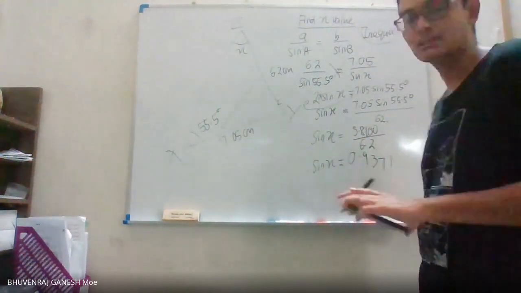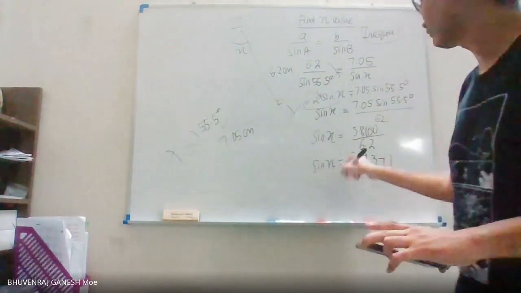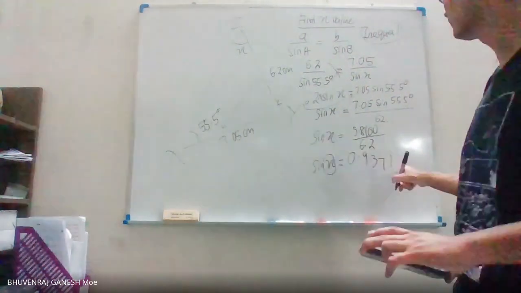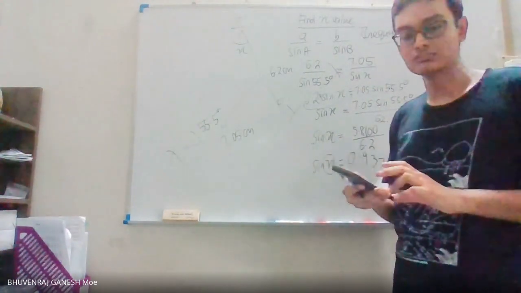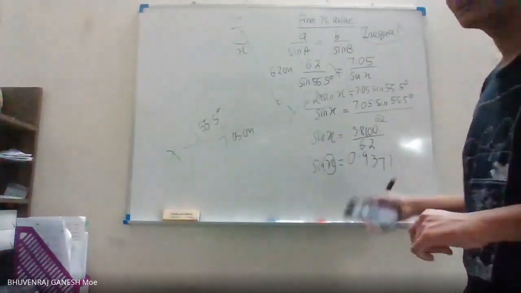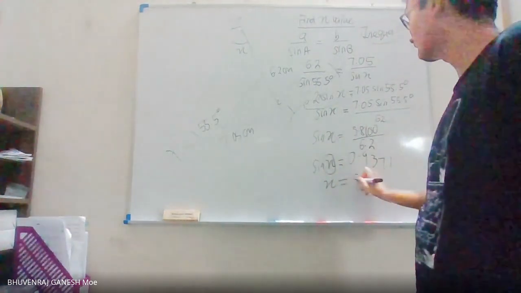This is what you will be learning in your trigonometric chapter, chapter 6, Form 5: how to find the x value when sine x equals 0.9371. I think you might have seen this equation if you did this chapter. So basically, to find x, you shift sine.